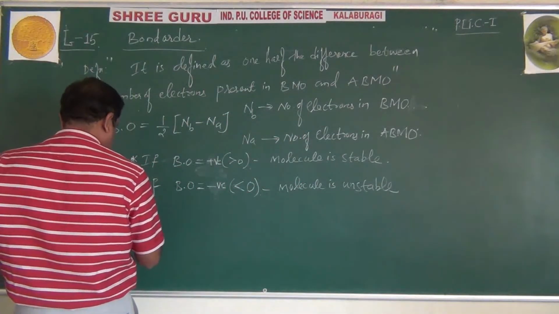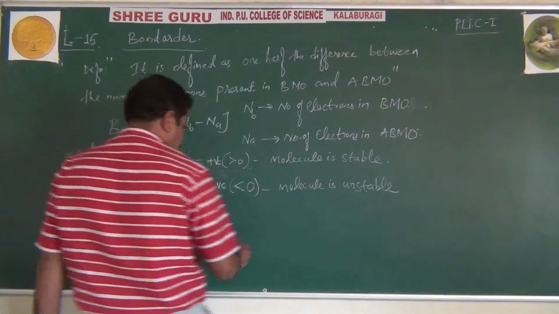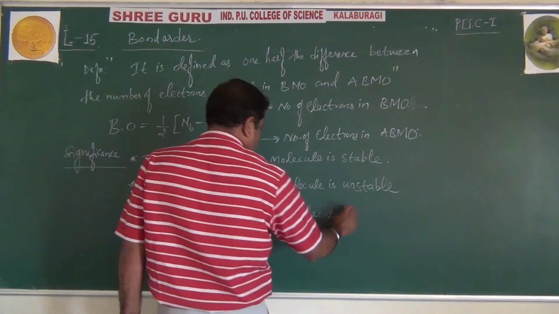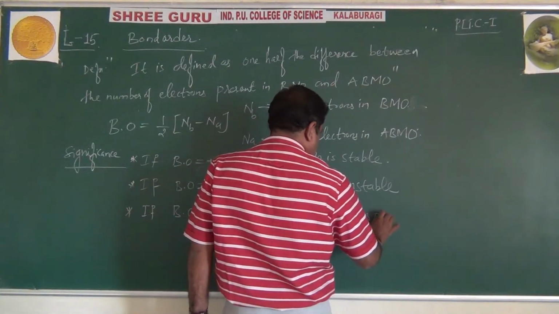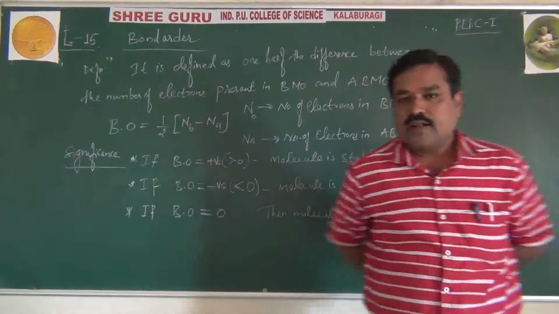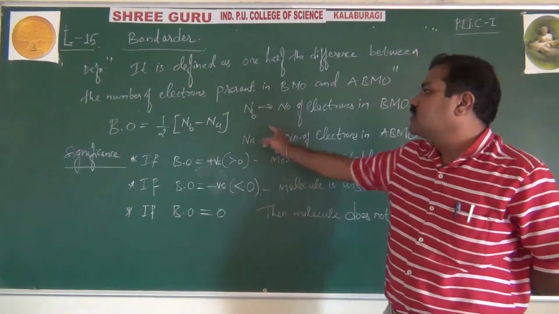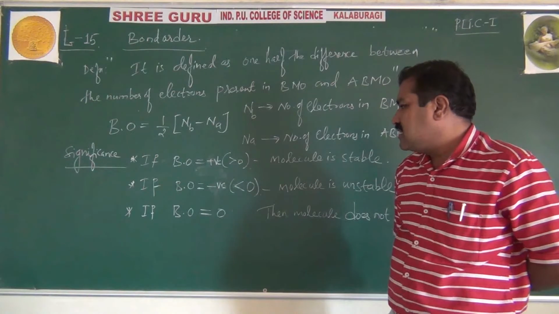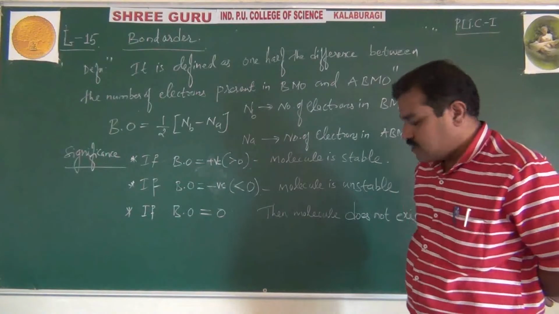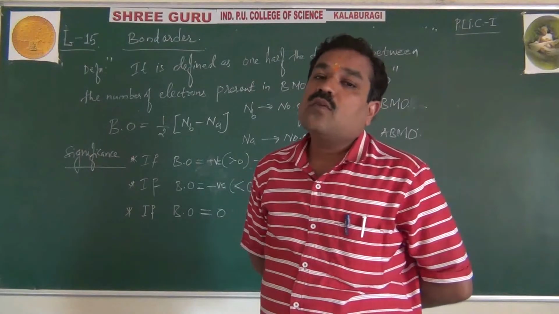If bond order is exactly equal to 0, then the molecule does not exist. Means, if the bond order is positive after calculation, the molecule is stable. If the bond order is negative, less than 0, the molecule is unstable. If bond order is exactly 0, the molecule almost does not exist, meaning the atoms will be there, but no covalent bond is present.